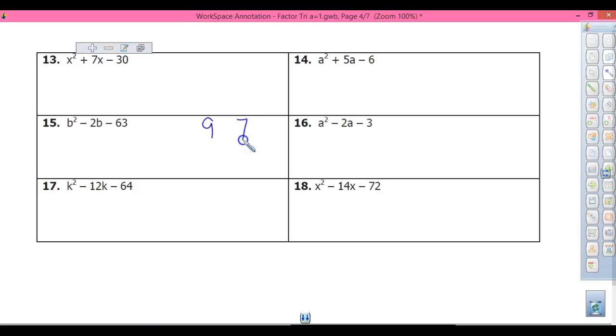9 and 7. Okay, now to get to a negative 2, which one has to be negative? The negative 9. Because negative 9 plus 7 gives me a negative 2, yep. So those are the two that I'm going to use. What are my factors? Good. B minus 9, B plus 7.